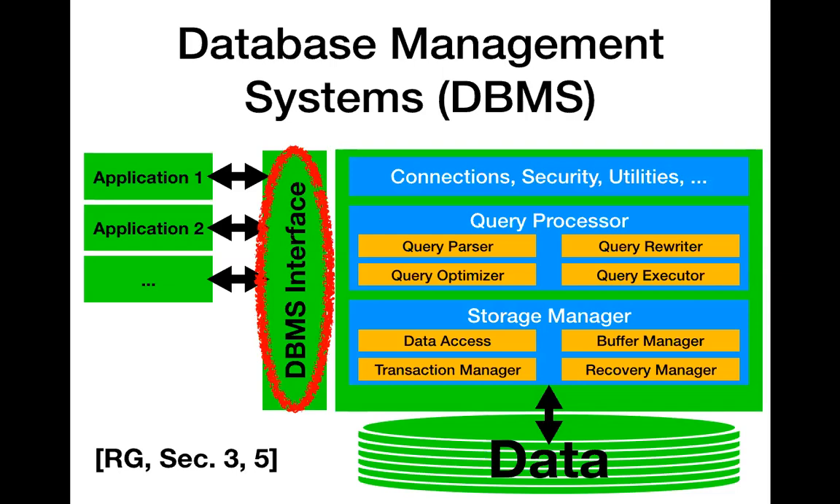If you want to read up on more details beyond what we will be discussing in the course, or if you just want to see an alternative explanation of the same content, then you can have a look into the course book. Here in the lower left corner, you see the reference to the chapters that are relevant for the material that we will be discussing in this lecture and in the following lecture. RG, that stands for Ramakrishnan and Gehrke, and the relevant sections are primarily section 3 and section 5.